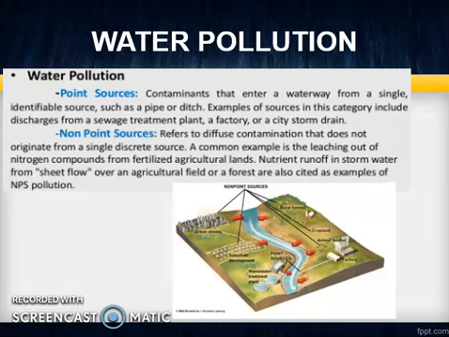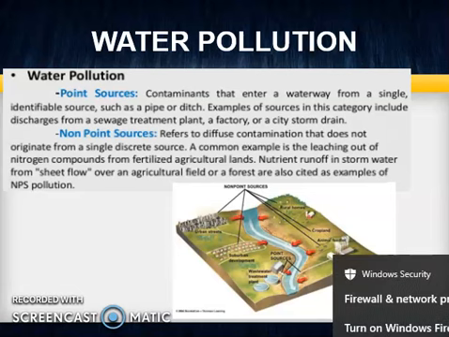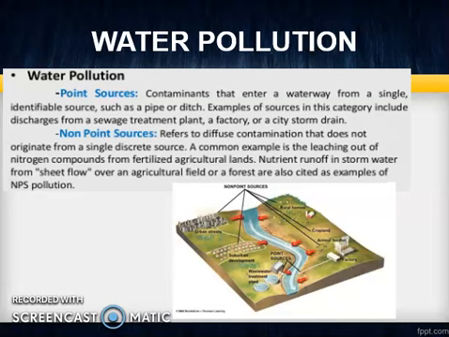The second source that can cause a similar problem can be referred to as diffuse contamination, which does not originate from a single discrete source. A common example is the leaching out of nitrogen compounds from fertilizer on agricultural land. Nutrient runoff in the stormwater from sheet flow over an agricultural field or a forest is also cited as an example of NPS pollution.